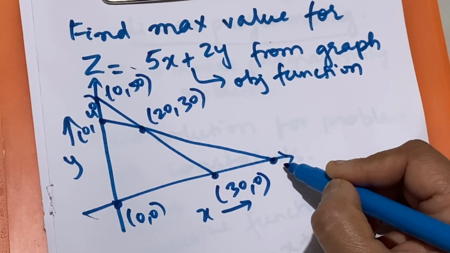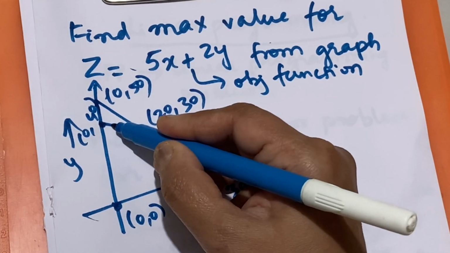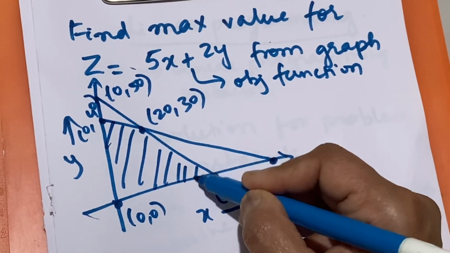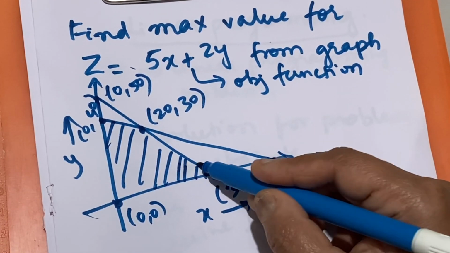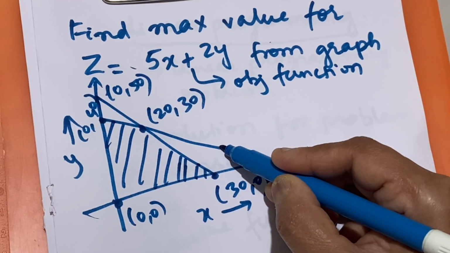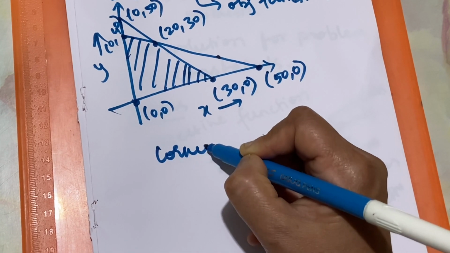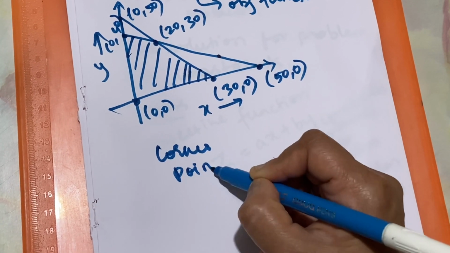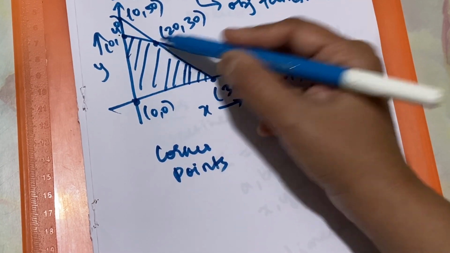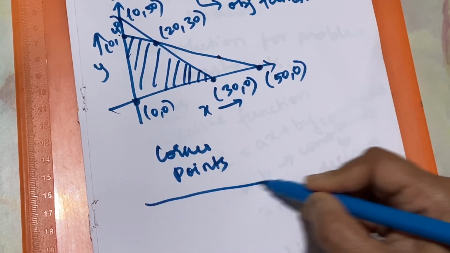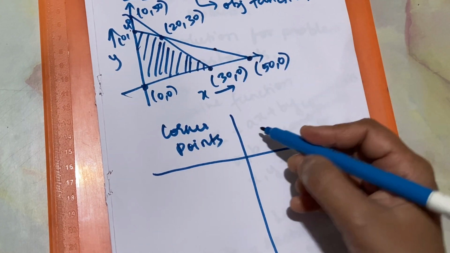And this point is 50, 0. This is the feasible region. This is the region that is common to both the lines. These lines are drawn using constraints. So now we have corner points, that is this and this. We have to consider those corner points within which the feasible region is enclosed.